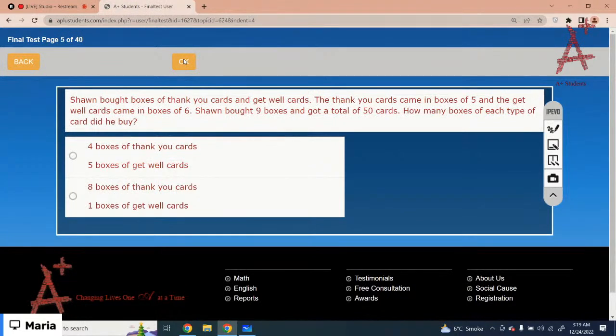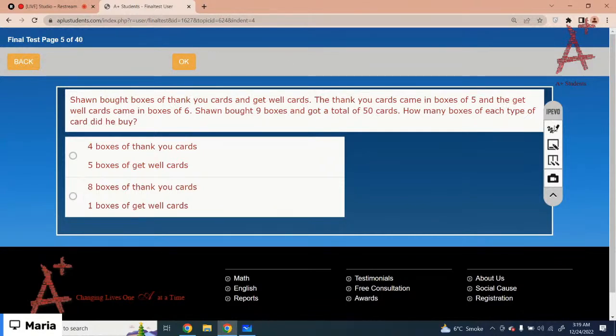Sean bought boxes of thank you cards and get well cards. The thank you cards come in boxes of 5 and the get well cards come in boxes of 6. Sean bought 9 boxes and got a total of 550 cards. How many boxes of each type of card did he buy?